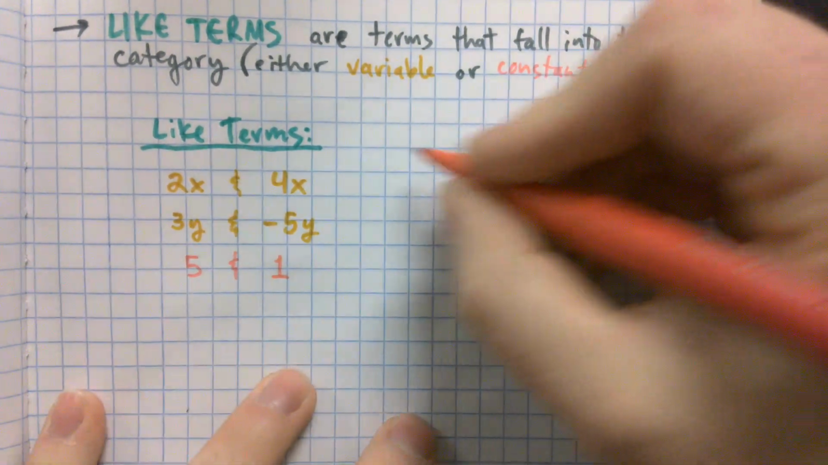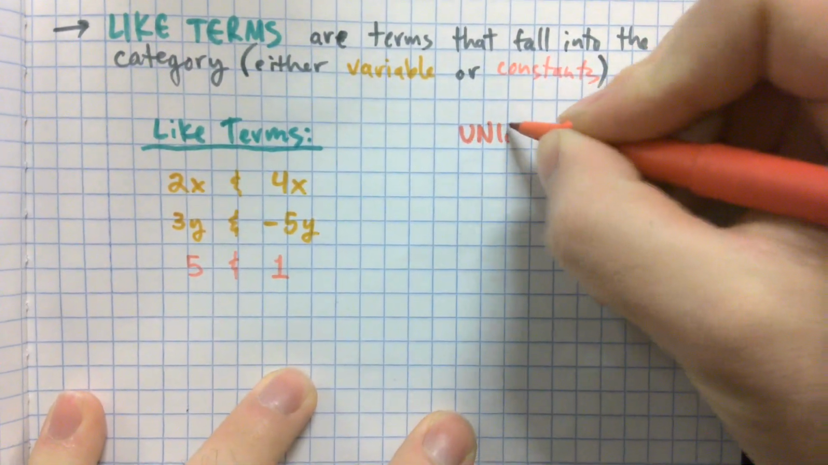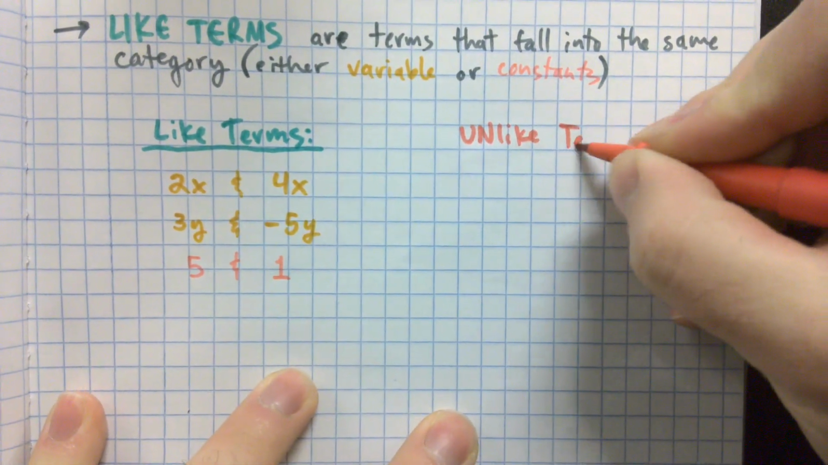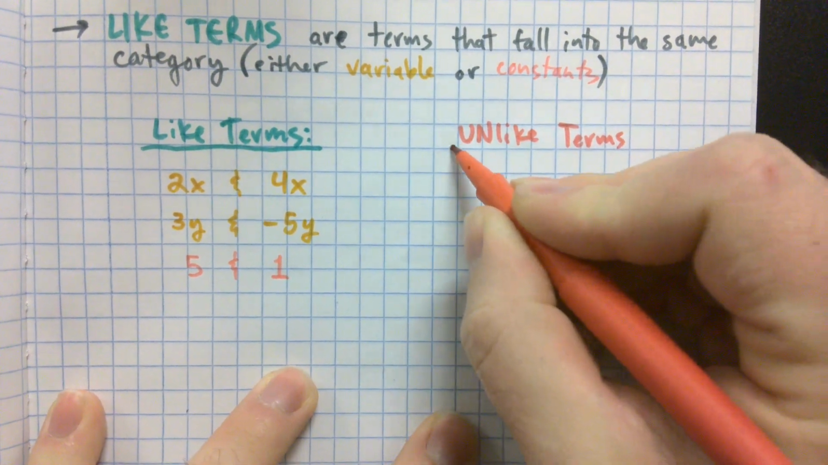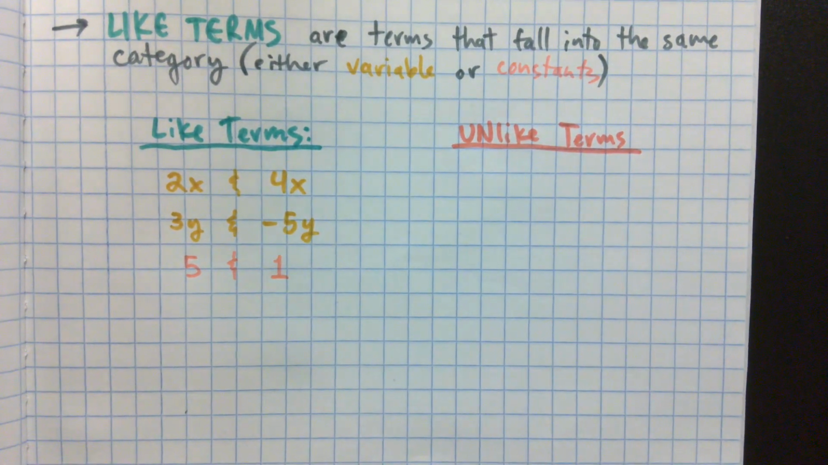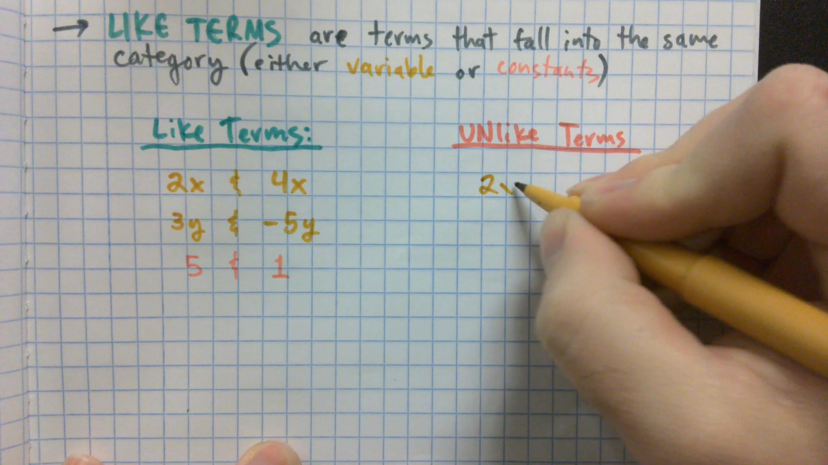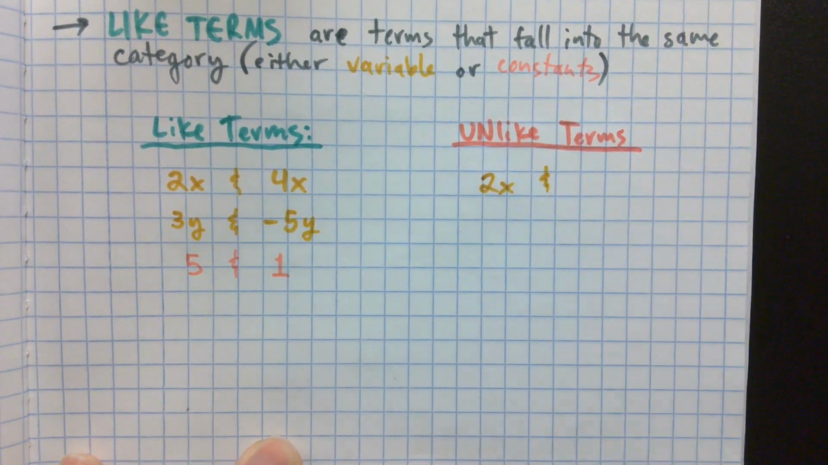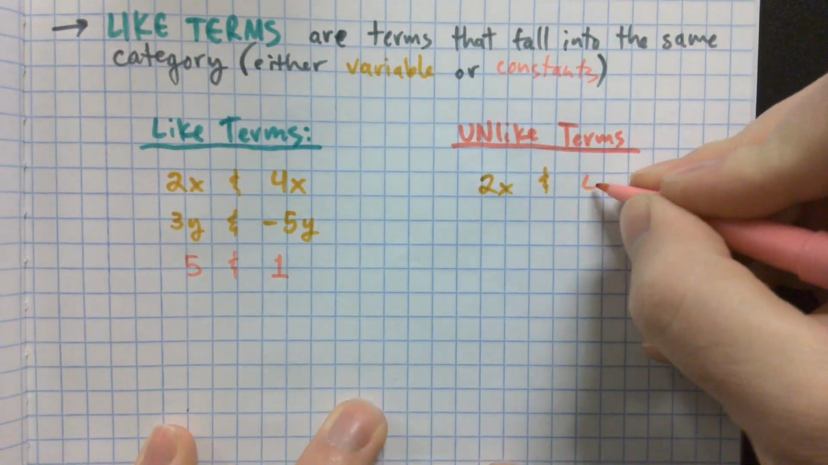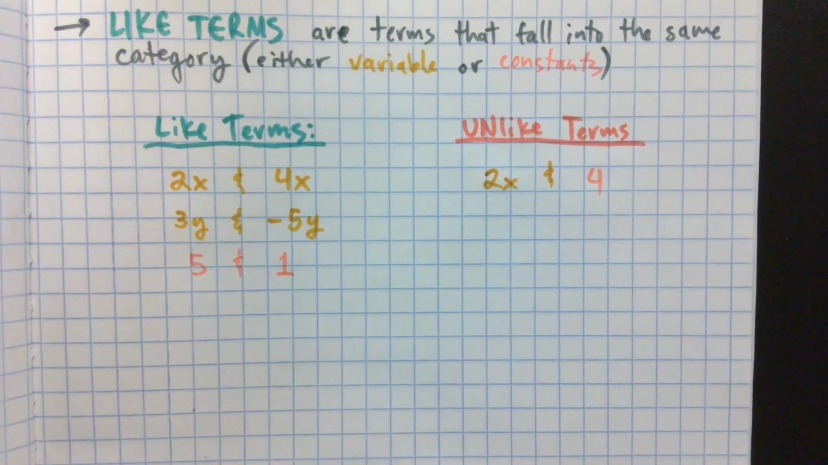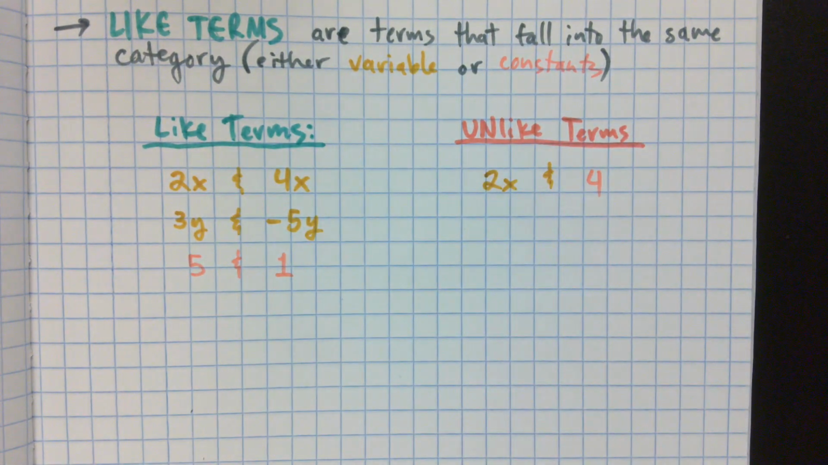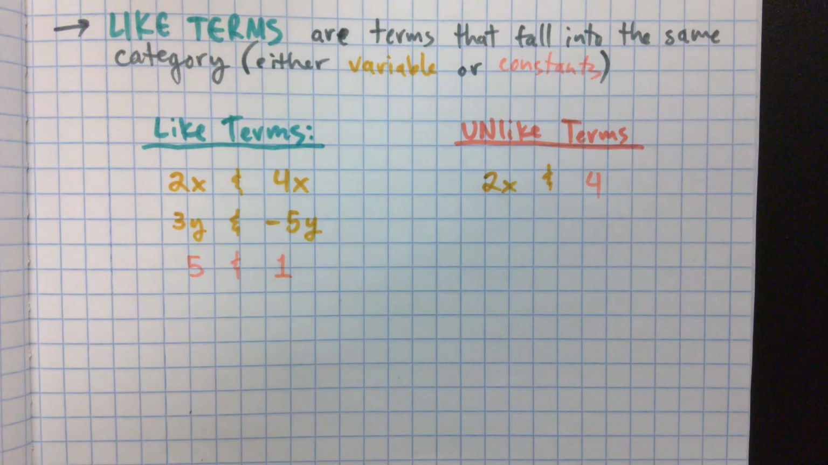So the opposite of like terms would be unlike terms. If we've got 2x and 4, those cannot be combined because they are not in the same category.